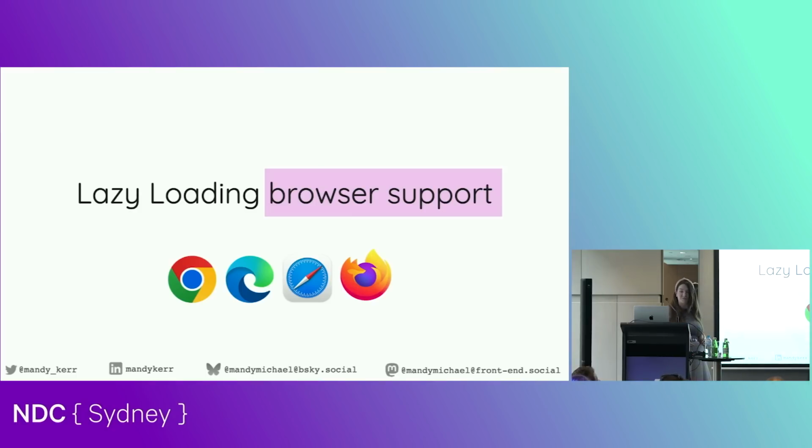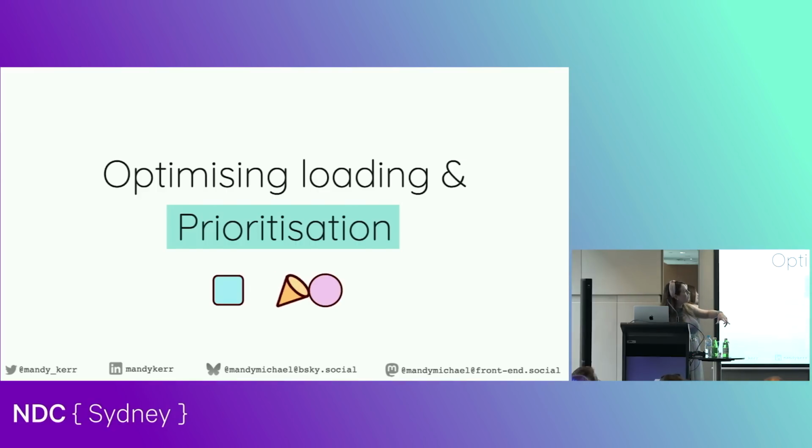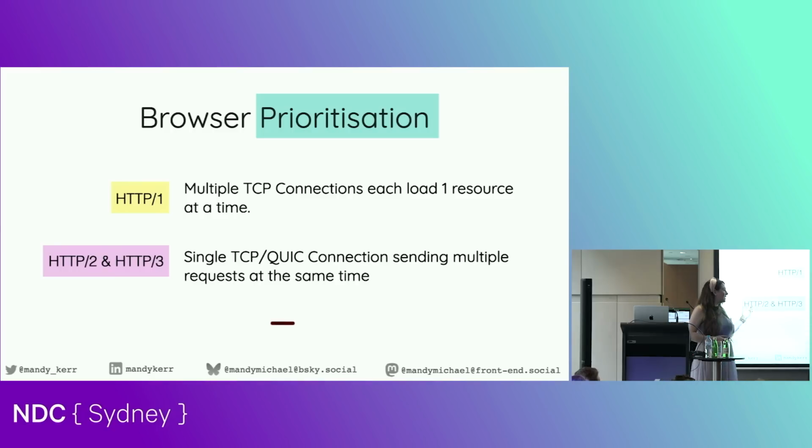There are polyfills though. So now we're going to finish up by talking about optimizing loading and prioritization. And to do this, I'm going to very briefly talk about how the browser prioritizes resources. And I say very basically because it's actually quite a complicated process, and that would be a whole talk in itself to go into it in detail. So very quickly, in HTTP 1, browsers would typically open multiple TCP connections and it would load one resource at a time. So prioritization of resources was based on whatever resources were requested first. However, in HTTP 2 and HTTP 3, this was changed to a single connection and you could instead make multiple requests at the same time.